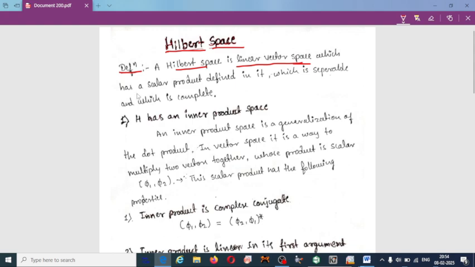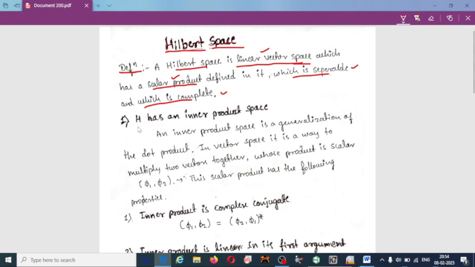It has additional properties, like a scalar product defined in it, and it is also separable, and it is complete. So Hilbert space is a linear vector space with a scalar product defined in it, which is separable, and which is also complete. These are the properties of Hilbert space.